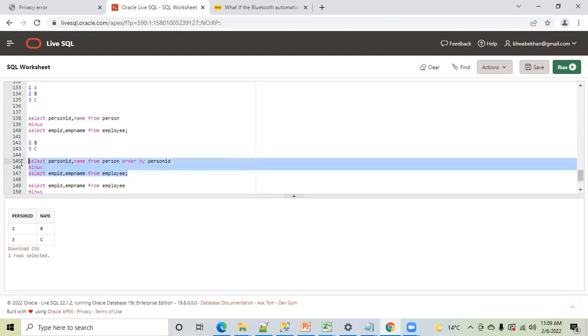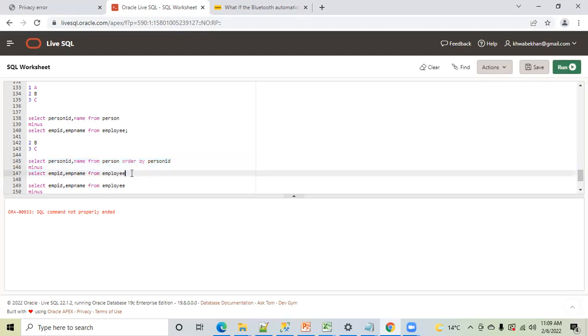I'm running this query. You see, I have just written order by person ID, and I'm running this query. The output is: SQL command not properly ended. Why? What's the problem? The same query I ran here is showing this error message. Why? Who can think and tell me why this error message is there? Because you have to mention order by in the other query also.